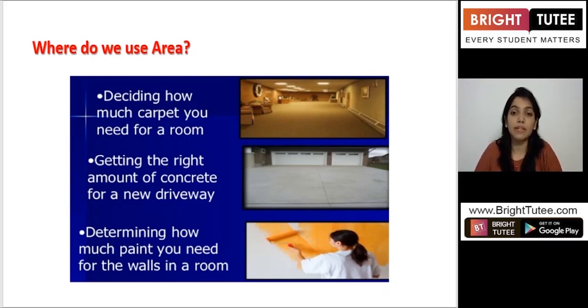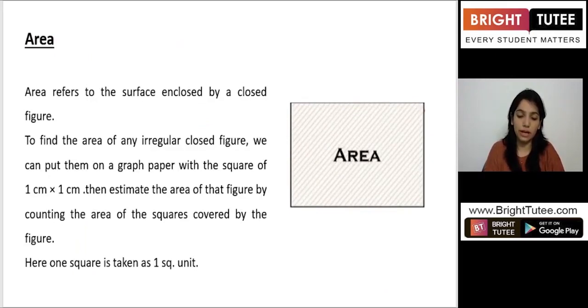The second example is getting the right amount of concrete for a new driveway. You are going to put concrete on the driveway, so you need to know how much area needs to be covered. Similarly, if you want to paint a wall, you need to measure its area so that the right amount of paint will be used. Now let us learn formally about area using some maths.